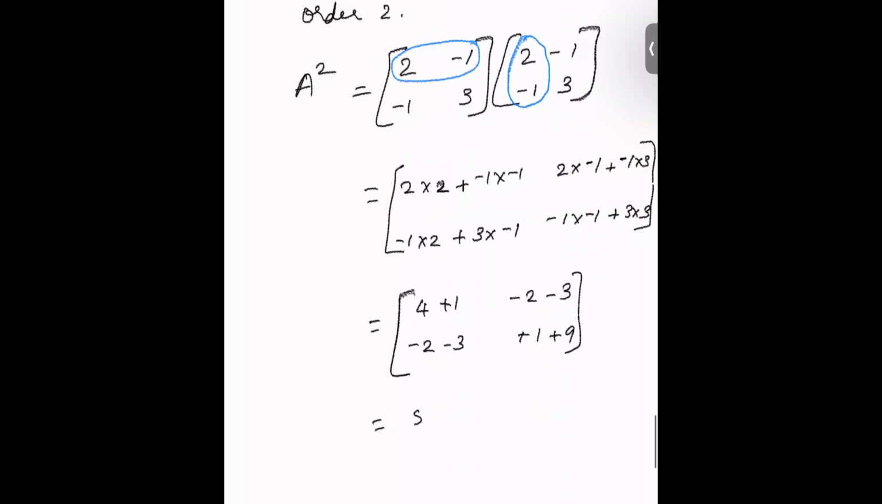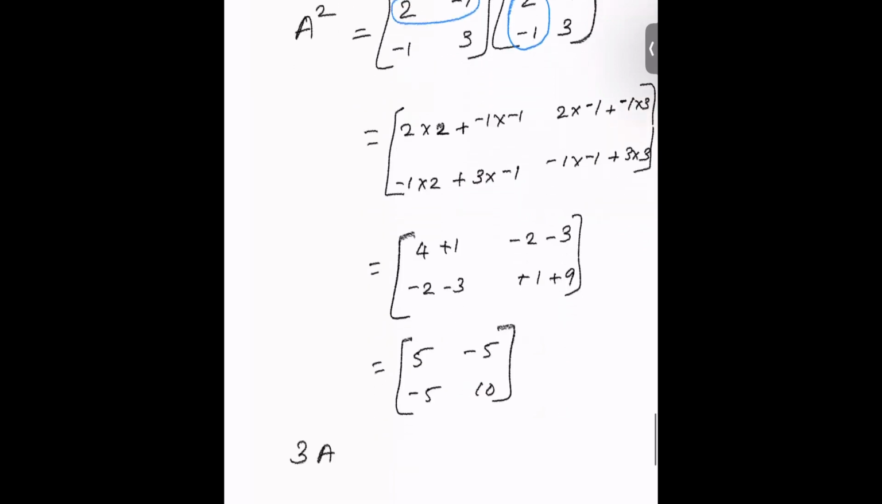So I'm getting 5 minus 5 minus 5, 10. Okay, now we need to calculate 3a and 2i. So what is 3a? 3a is 3 times a. What is a? A is 2, negative 1, minus 1, 3. So it's like scalar multiplication. 3 is the scalar. You are multiplying a scalar with the matrix. So each and every element of the matrix, you need to multiply with 3 in this case.